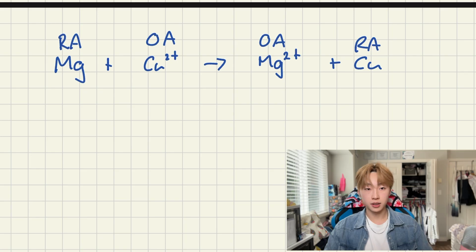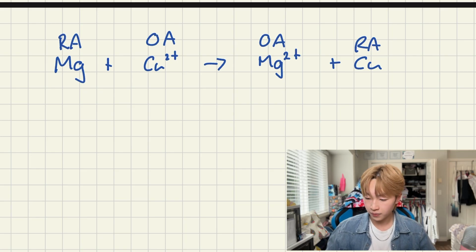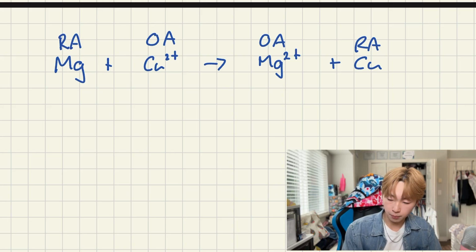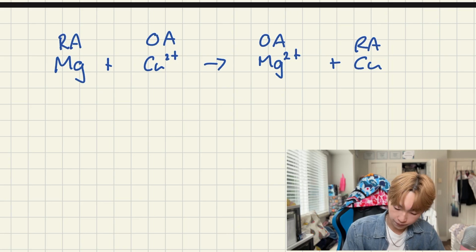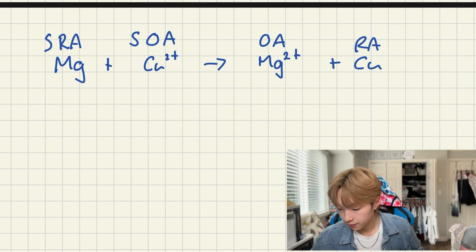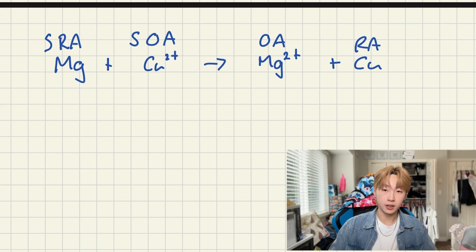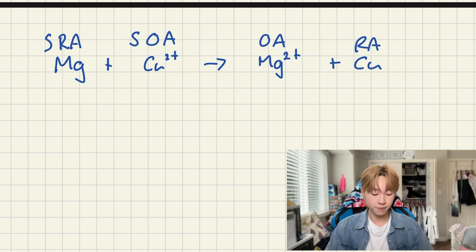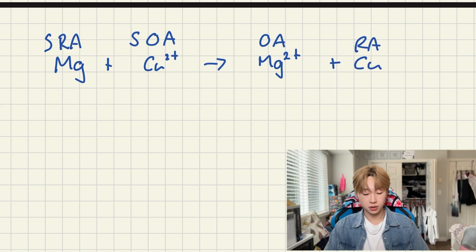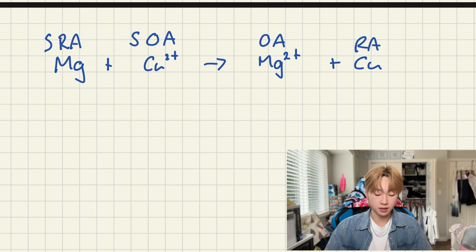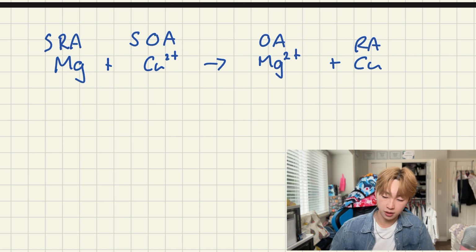Now we want to find the strongest reducing and oxidizing agent. So we use our chart. We can see that magnesium is going to be a strong reducing agent, and copper 2+ is going to be our strongest oxidizing agent. And again, similar to acids and bases, a strong reducing agent is going to turn into a weak oxidizing agent, and a strong oxidizing agent is going to turn into a weak reducing agent, if you look at the chart.